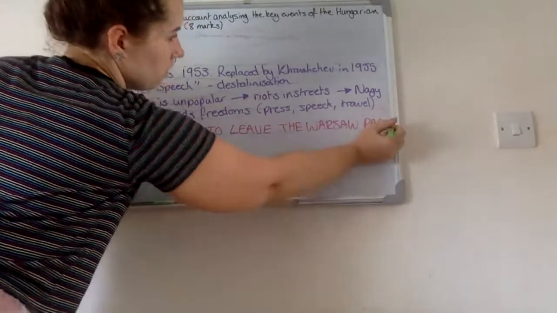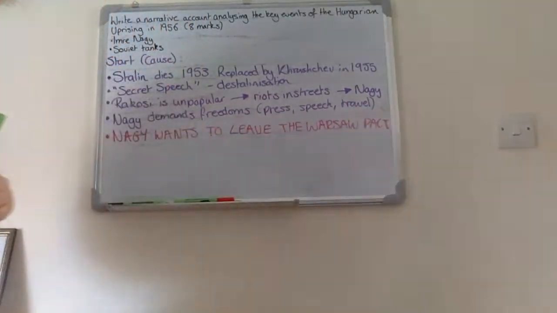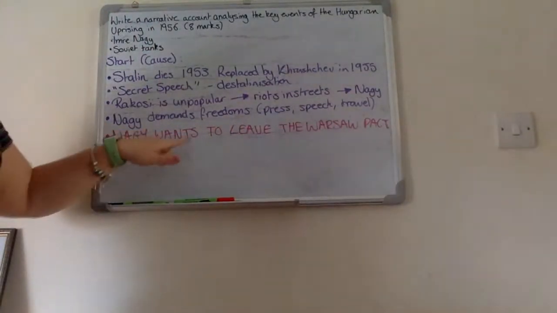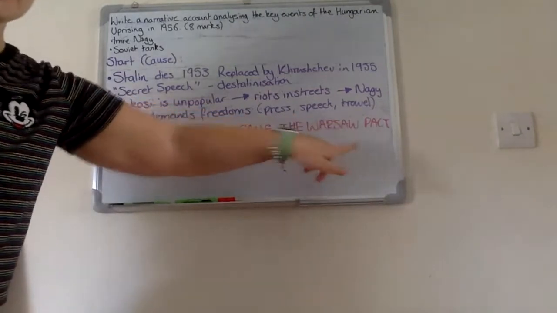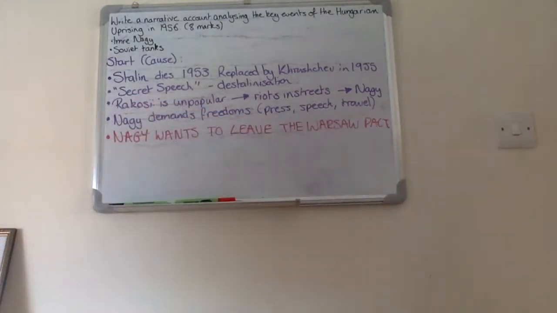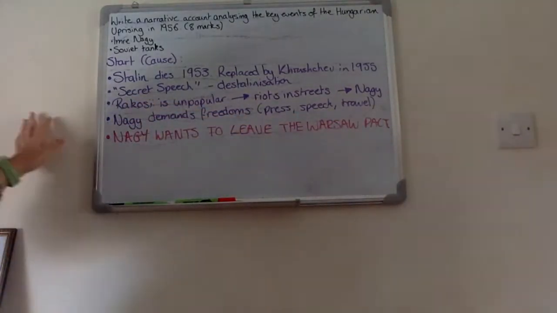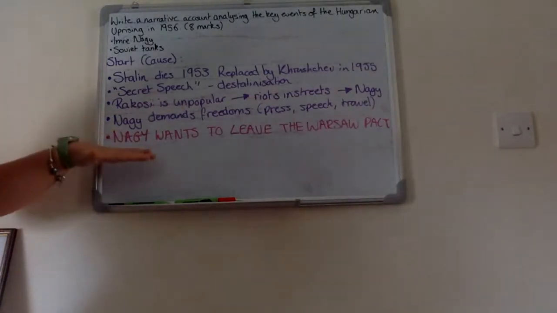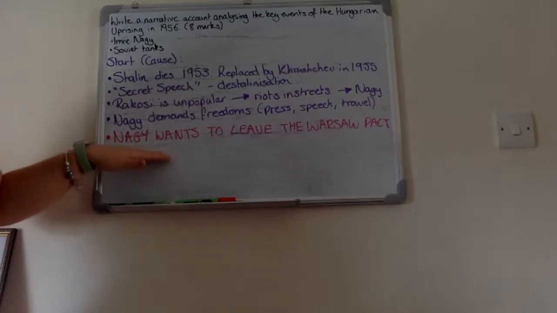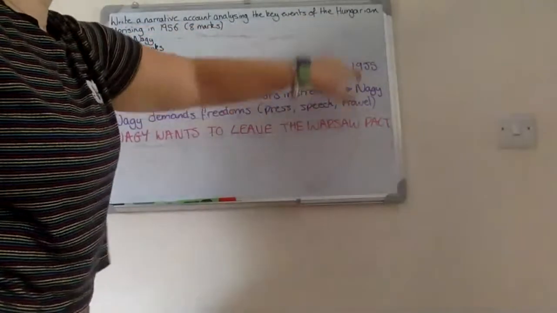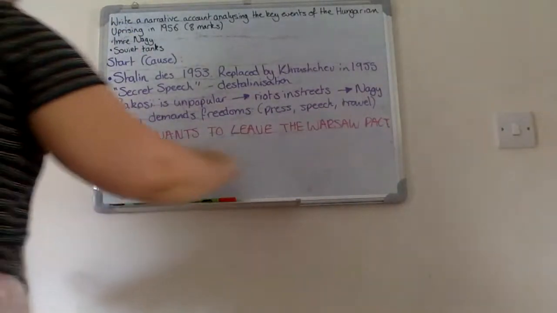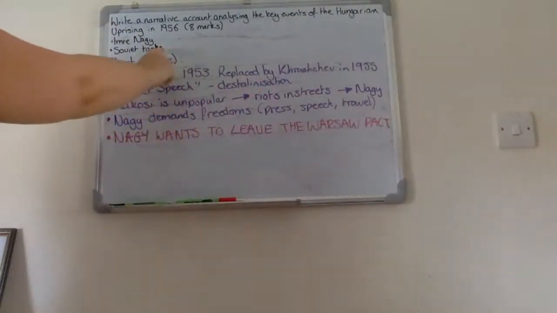Oh, there we go. Here is your specific detail that you need to include. Nagy wants to leave the Warsaw Pact, and that is the trigger event that means Khrushchev goes into Hungary, because he wants to leave the Warsaw Pact. That is a unique situation or scenario to the Hungarian uprising. Without this, it can't happen here.